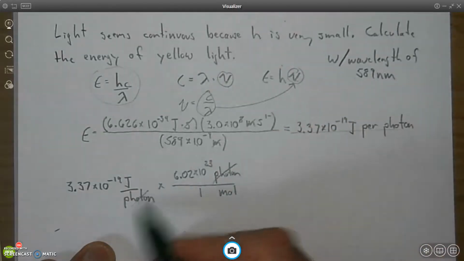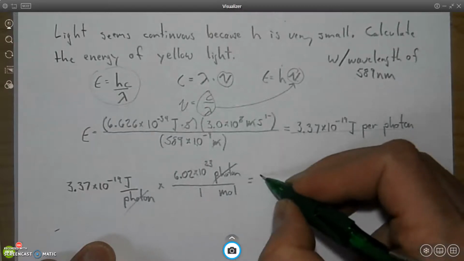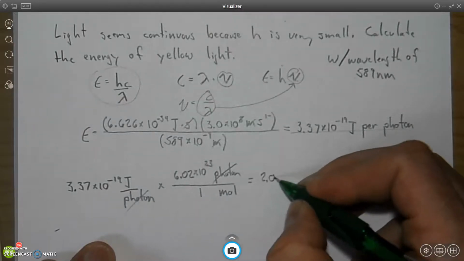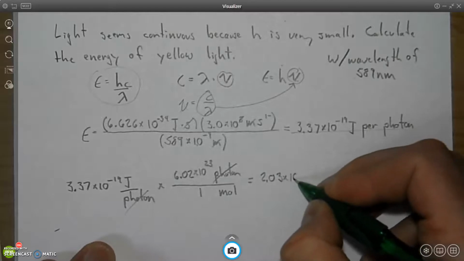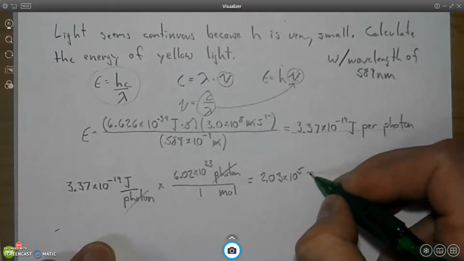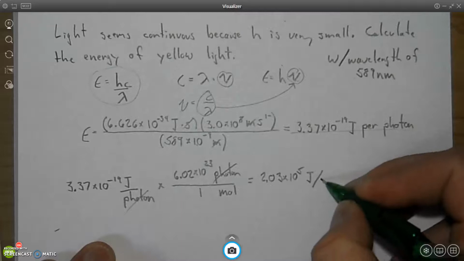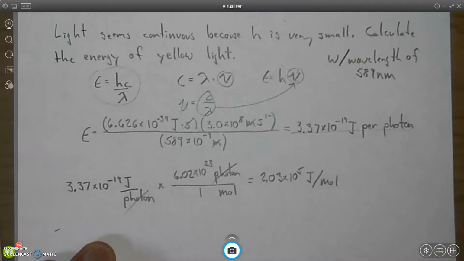And that'll give us an answer of 2.03 times 10 to the 5th. So now it's a bigger number. Joules per mole of photons. There it is. That's the end of that one. Let's go ahead and do one more here.